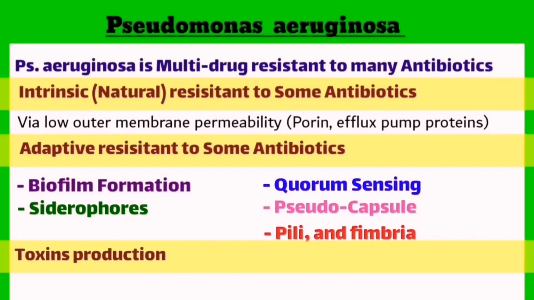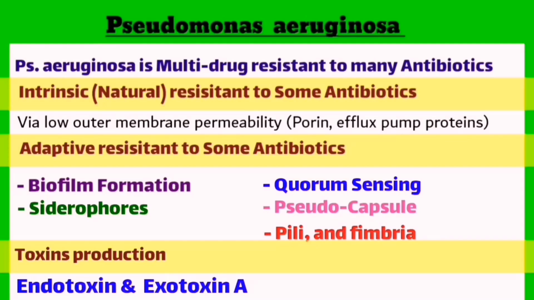P. aeruginosa can produce both endo and exotoxins. Endotoxins are formed from the lipopolysaccharide present on the cell surface, which is secreted after cell death. Exotoxin A stops protein synthesis and is responsible for tissue necrosis.